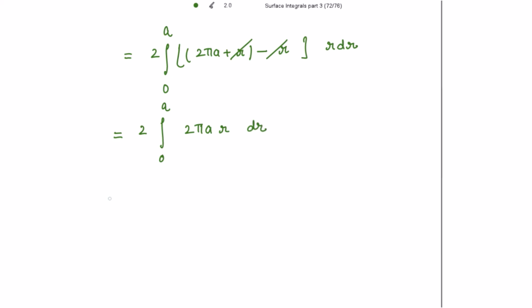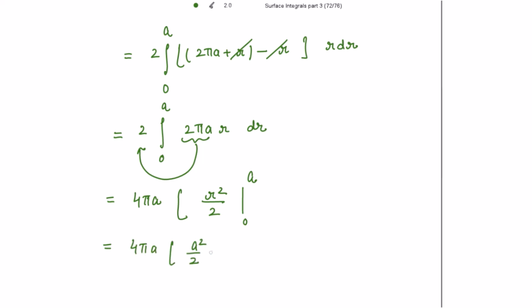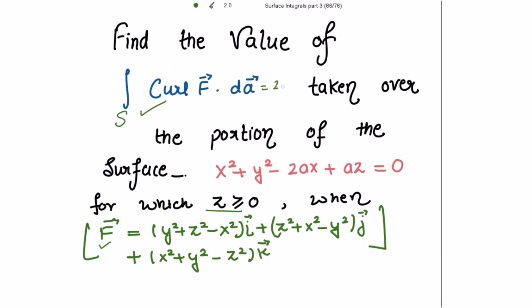Now integrating with respect to r, taking 2 pi a outside, so this is 4 pi a, and integrating with respect to r, this is r square divided by 2 and the limits from 0 to a. Putting the upper limit we get a square divided by 2 minus, when putting the lower limit we get this to be 0. So this is equal to 2 pi a cube, which is the required answer for the surface integral. So this is 2 pi a cube.